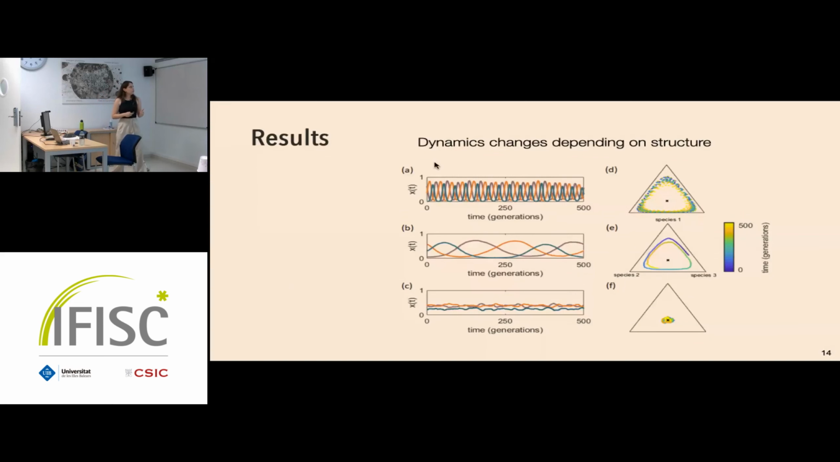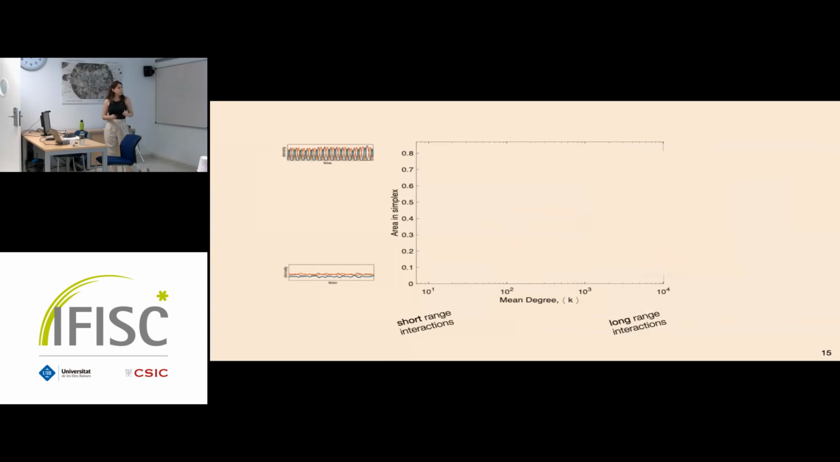We are able to recover oscillations in some cases, but in others we also get rid of oscillations. In order to characterize this change of behavior, we have chosen just one variable, which is the area that the trajectory of the species follows in the phase space. If the trajectory is oscillating, the area is going to be big, and if it is more or less stabilized at one point, it is going to be very small. So we have measured this area for our different network structures and interaction ranges.